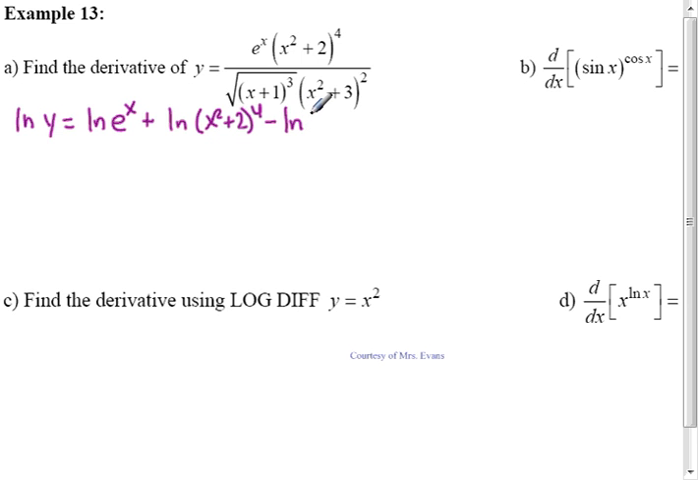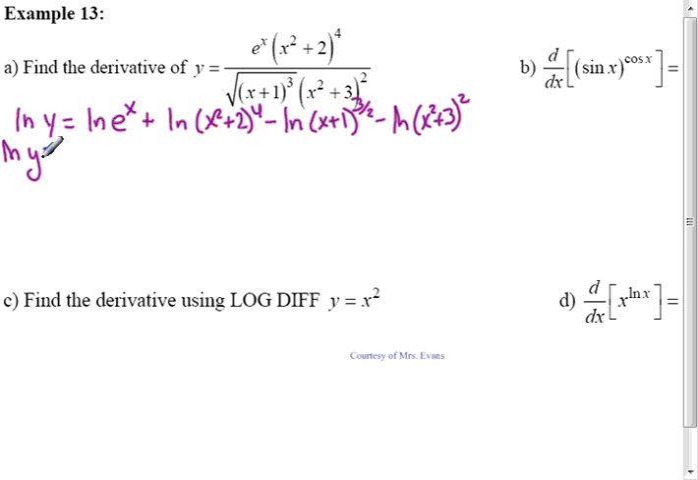ln of, and I'm going to rewrite this to a different power here. So instead of writing cubed and square root, I'm going to write it to the power of 3/2. And then we'll have minus ln of x squared plus 3 quantity squared. Okay, so before I take the derivative, I still want to simplify this a little bit.